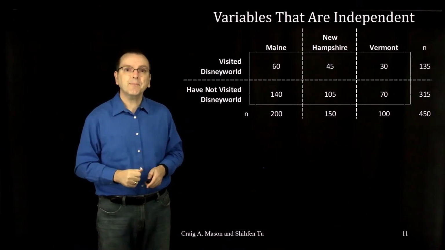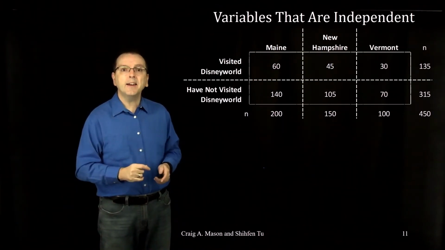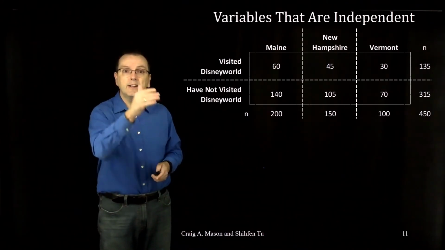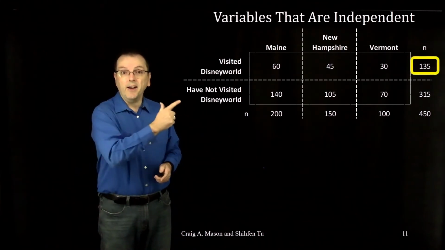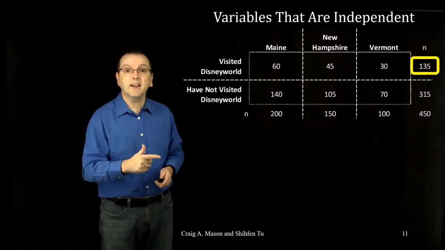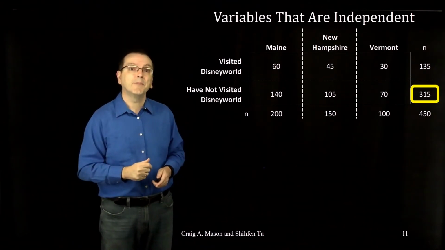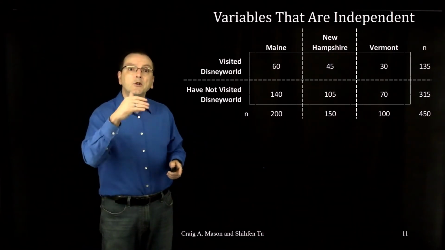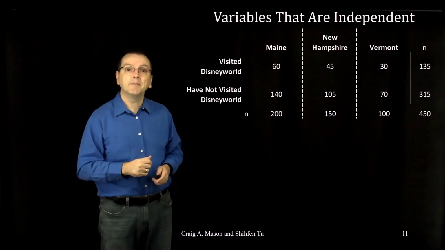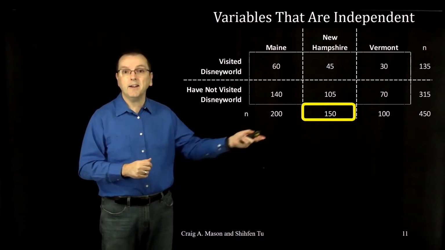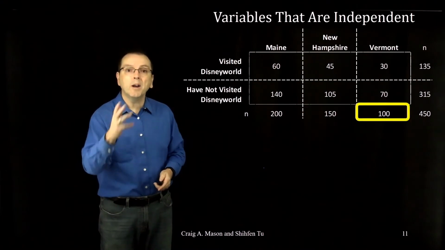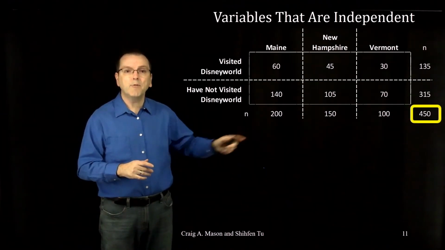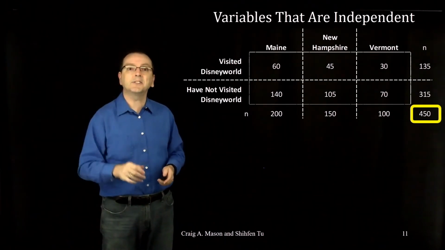All right? Now, for clarity, at the end of each row, we also indicate how many total people there are in each of the Disney groups. So we see 135 have visited Disney and 315 have not. And at the bottom of each column, we indicate how many total people there were in each state. So we have 200 from Maine, 150 from New Hampshire, and 100 from Vermont. We also indicate the overall total of 450 participants in our study, right?